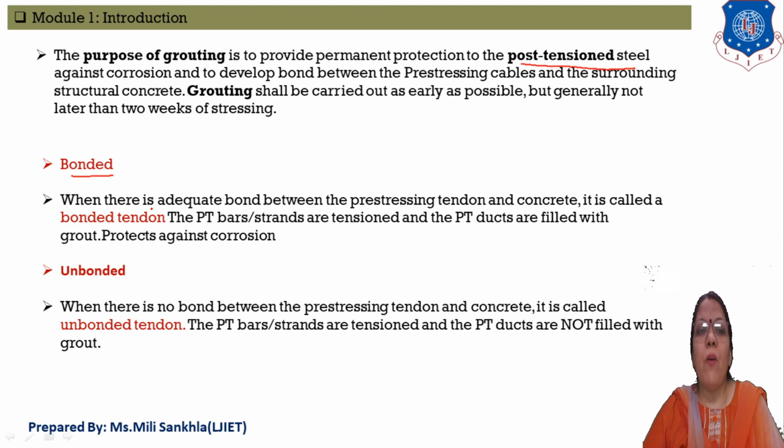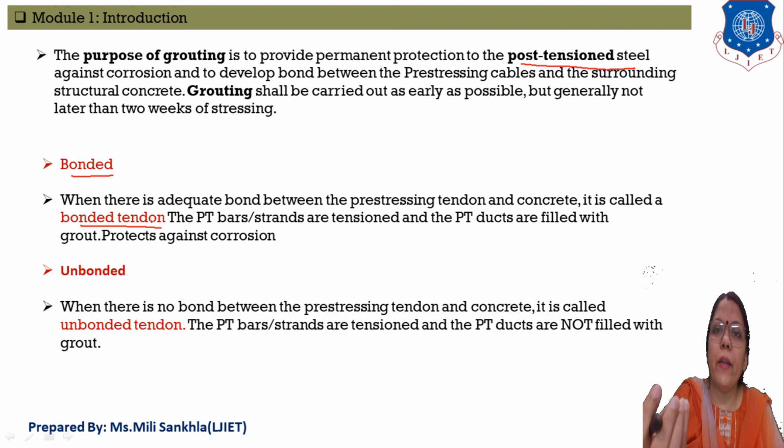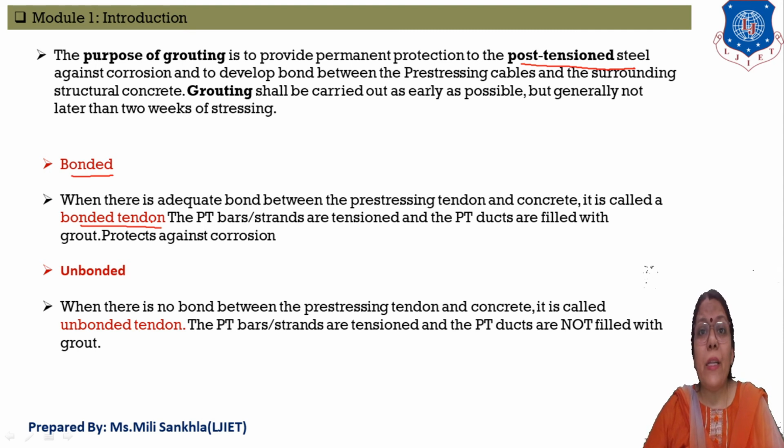When there is an adequate bond between pre-stressing tendons and concrete, it is called bonded tendons. There will be a bond between concrete and tendons, so it is known as bonded tendons. The pre-tensioning bars or strands are tensioned, and the ducts are filled with grouting. This protects against corrosion. Again, this is the concept of grouting.